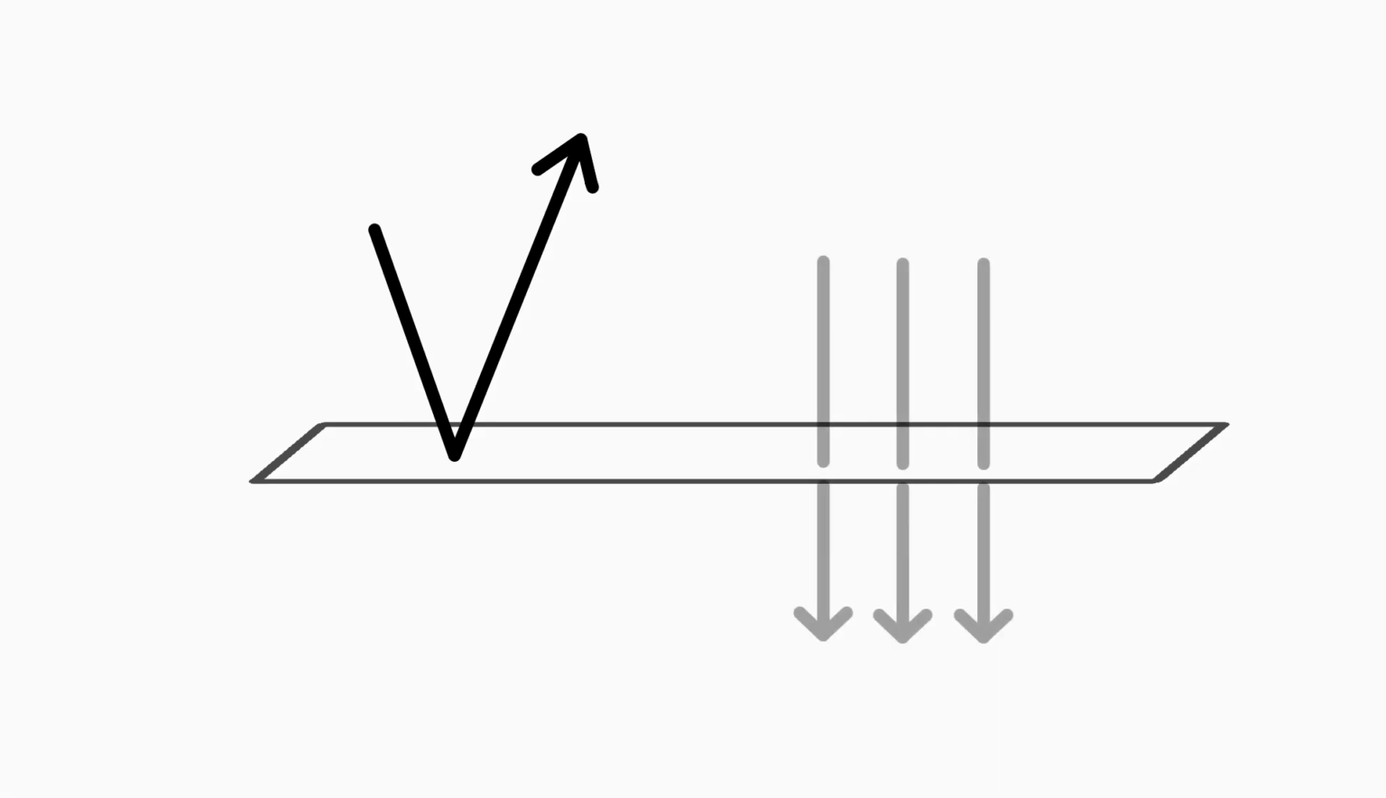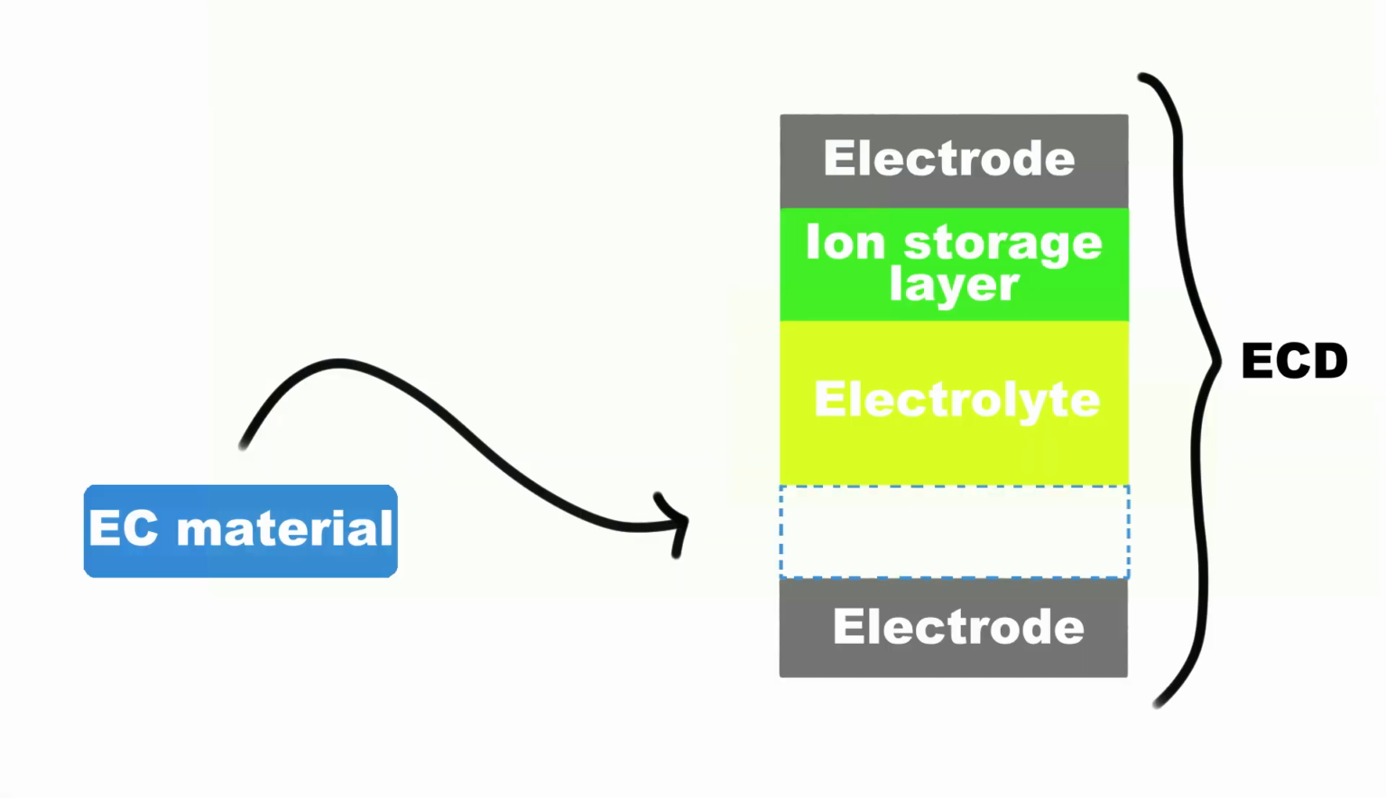An electrochromic material is a material that will undergo a change in color or opacity upon the application of a voltage. The voltage will change the structure of the material and therefore its reflectance or transmittance. An electrochromic material can be placed inside an electrochromic device, or an ECD, to modulate its optical properties.